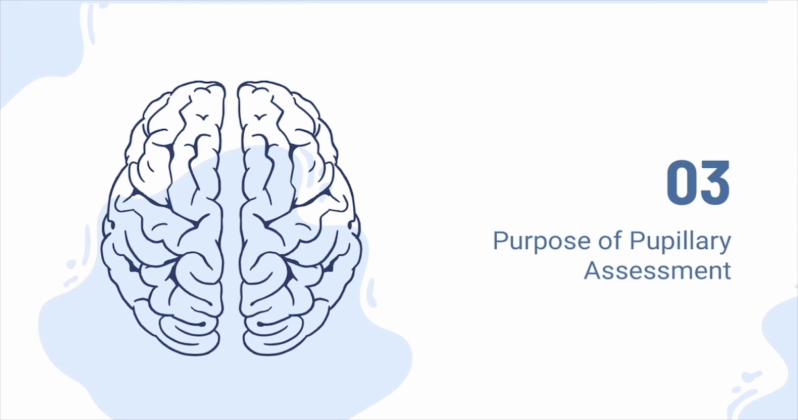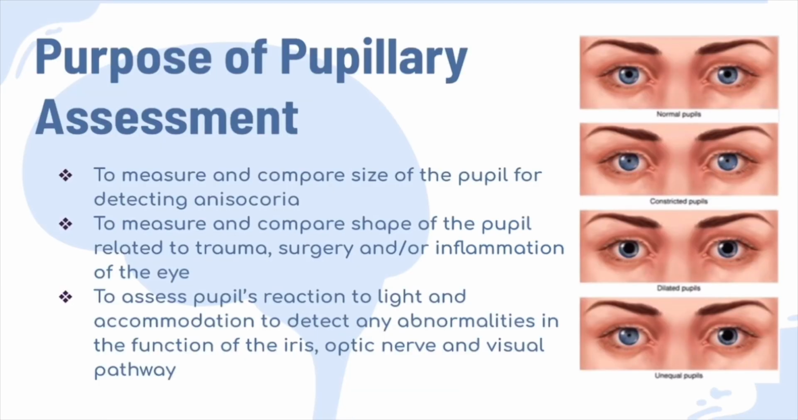Next is the purpose of pupillary assessment. The purpose of pupillary assessment is to measure and compare the size of the pupil for detecting anisocoria or any abnormalities; to measure and compare the shape of the pupil related to trauma, surgery, and/or inflammation of the eye; and lastly, to assess the pupils' reaction to light and accommodation to detect any abnormalities in the function of the iris, optic nerve, and visual pathway.